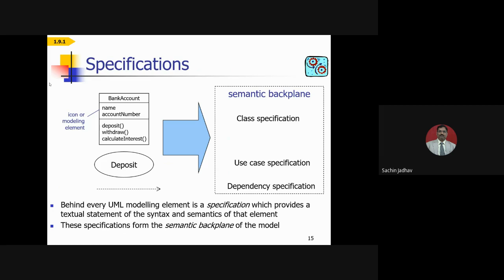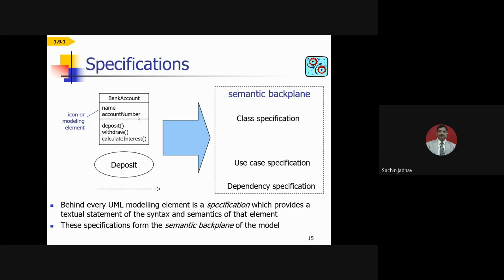So behind every UML modeling element, there is a specification, right? That means you can specify the name of that particular class, what its attributes are, what the functionalities are, and the documentation about that particular object model, or we can say the UML model. For each and every UML construct or modeling element, we should write some documentation, and this documentation is nothing but the specification. For each and every notation, you should have a specification description.